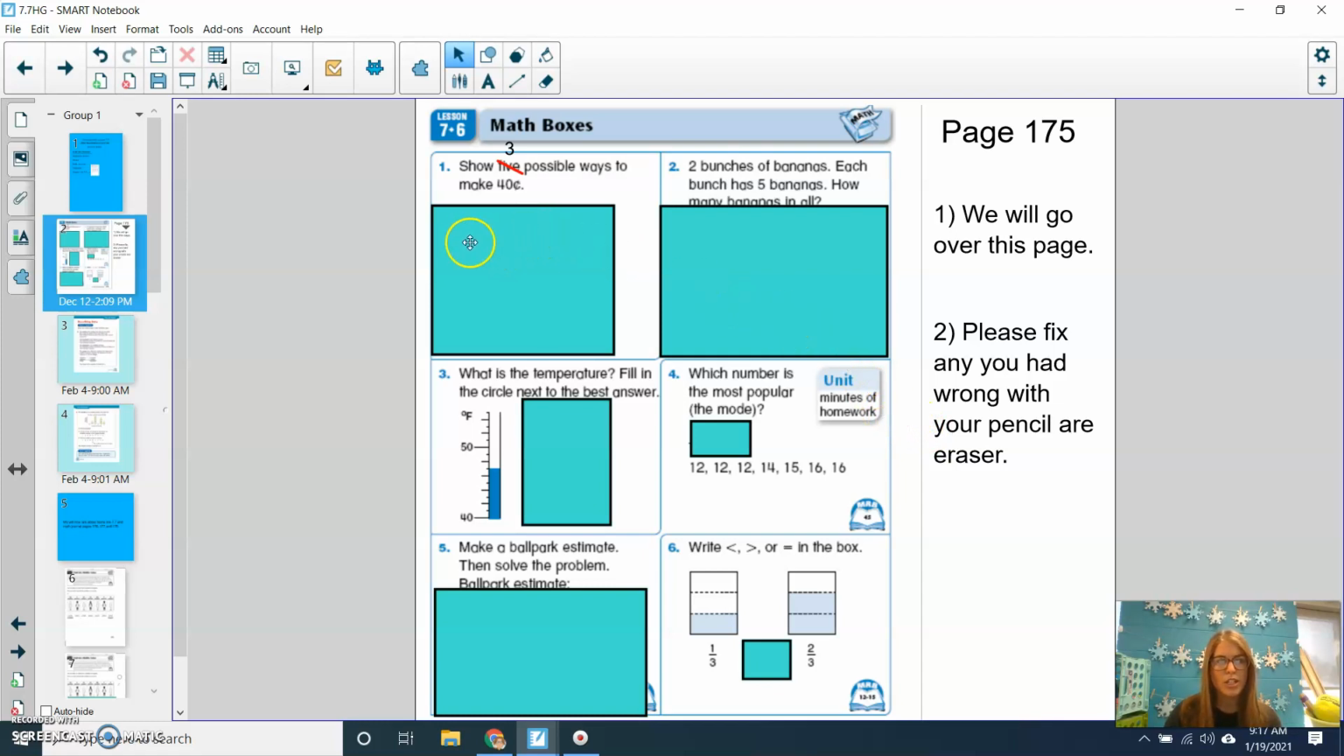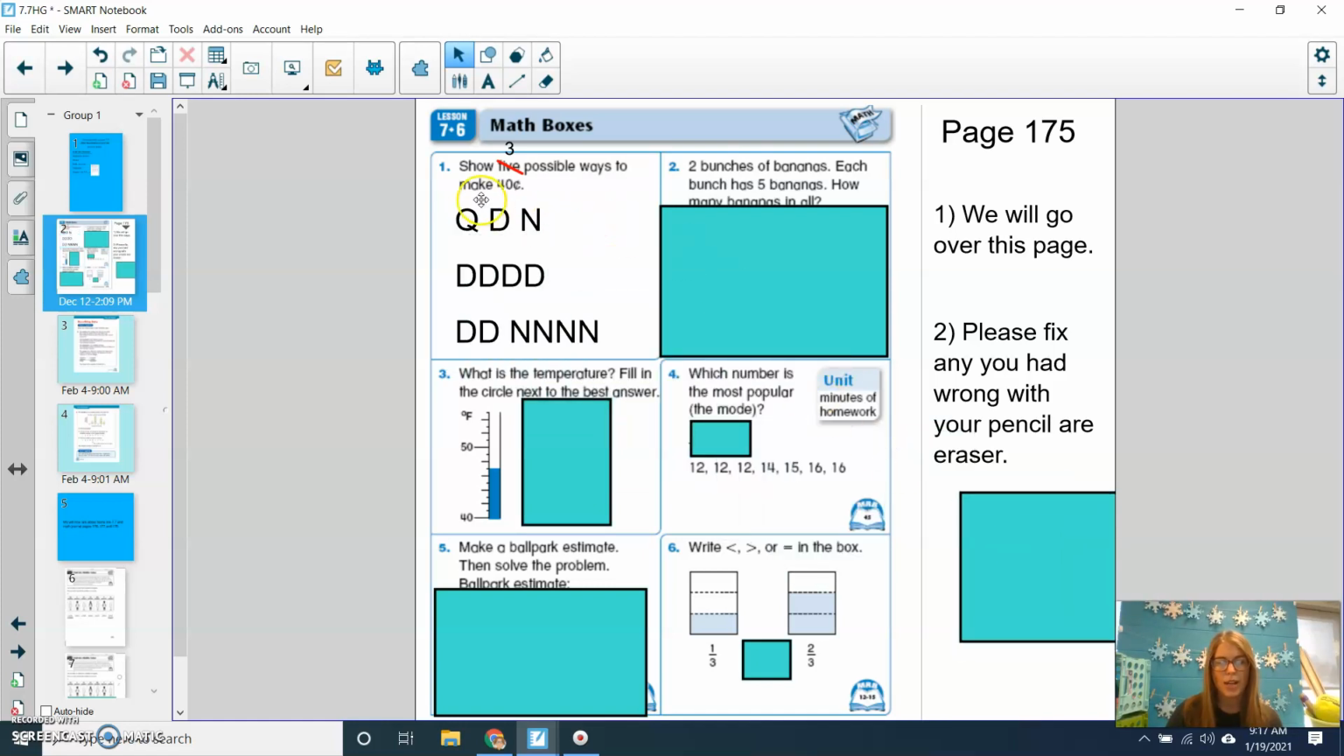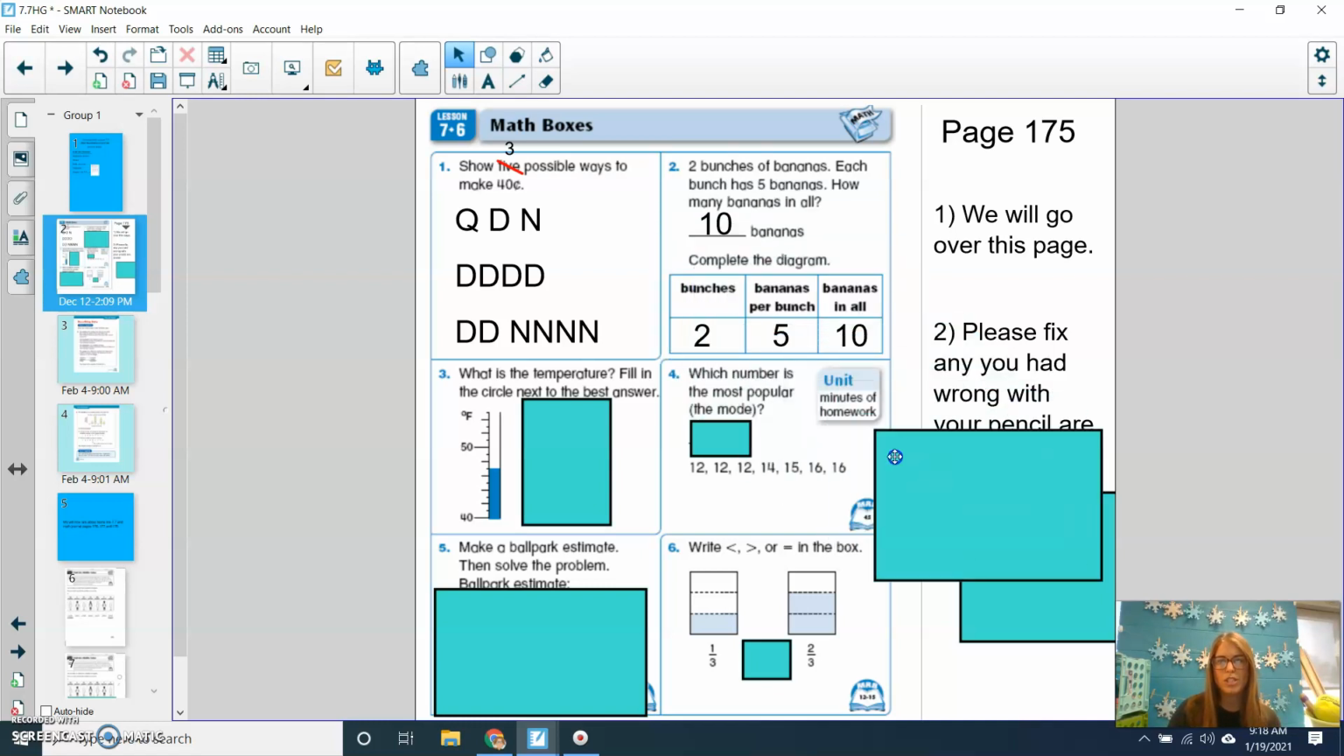So for our first question, show 3 possible ways to make 40 cents. The ways that I showed: a quarter, which is 25, a dime brings me to 35, and a nickel to 40. 4 dimes, a dime is 10 cents, so 10, 20, 30, 40. And then 2 dimes brings me to 20, and then 4 nickels. So I'm at 20, then I can count 25, 30, 35, and 40. There's more than 3 ways to make 40 cents, so you maybe have some ways that are different than mine, and that's okay.